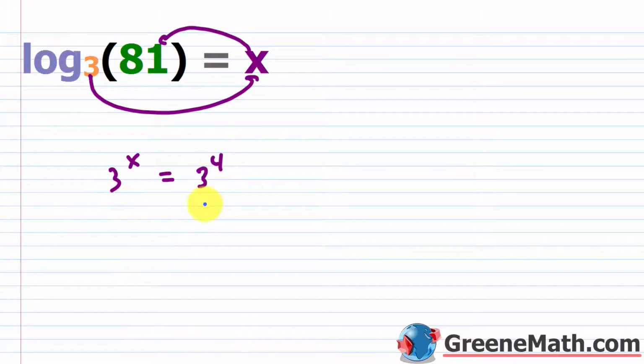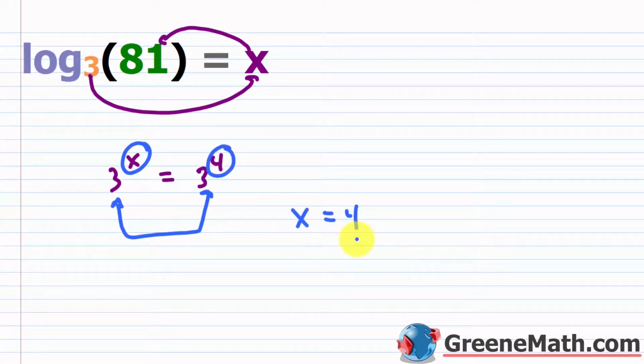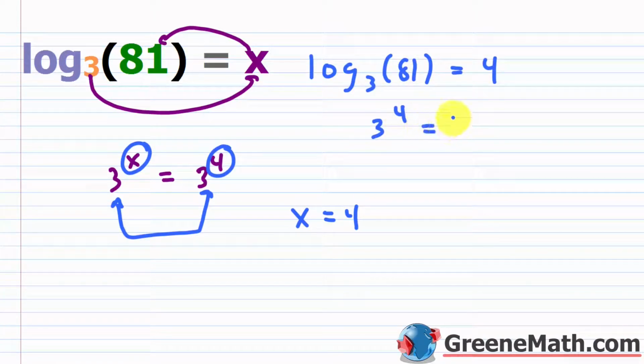And earlier in the course, we talked about the fact that if you had the same base, so 3 and 3, then the exponents, you would set those equal to each other and solve. In this case, you would just get x is equal to 4. And you can prove to yourself that that's true. If I had log base 3 of 81 is equal to 4, well, yeah, 3 to the 4th power equals 81.